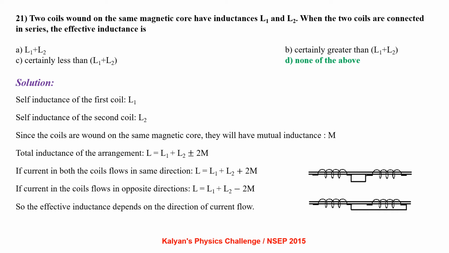Total inductance of the arrangement L equal to L1 plus L2 plus or minus 2M. If the current in both coils is in the same direction, it is L1 plus L2 plus 2M. If the current in coils is in opposite direction, then L equal to L1 plus L2 minus 2M. So the effective inductance depends on the direction in which the current flows.